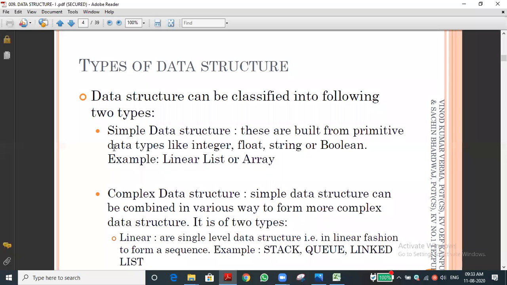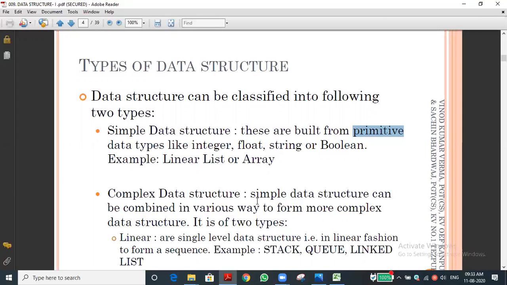Listen. Simple data structure is one; another one is complex data structure. Simple data structure means the normal thing, a linear list or array is an example. But in Python there is no concept called array. Simple data structures are called primitive data structures. The word is very important. Complex data structure is called non-primitive data structure.